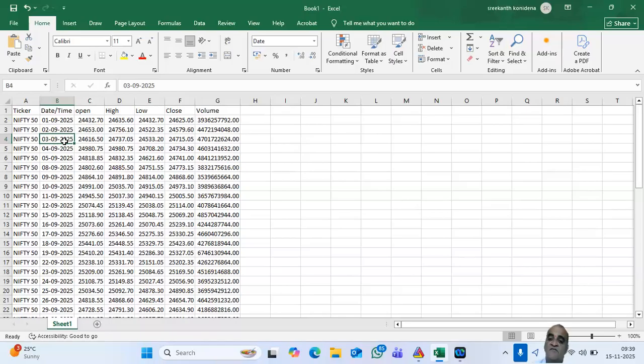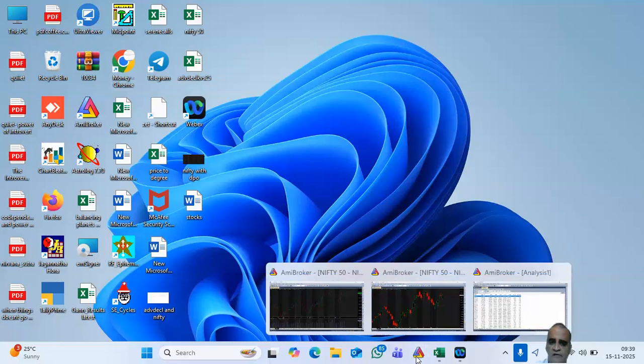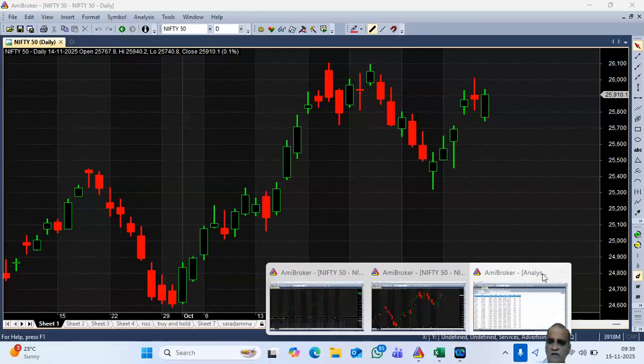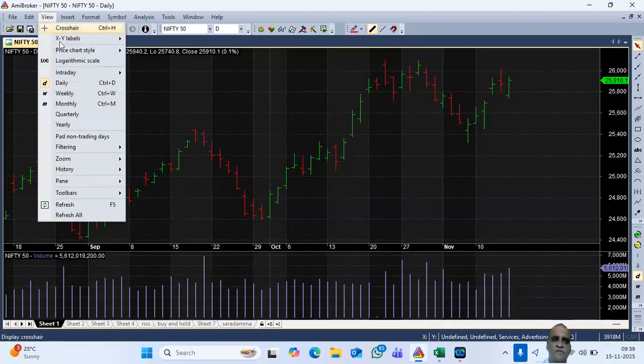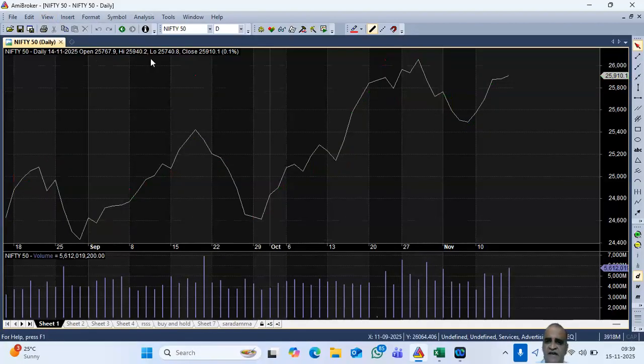So there are very many different types of charts, but we start with the basic charts first. And the basic one, the first one, is called a line chart. Out of the above price fields, only close is taken and plotted on a graph paper. It is called a line chart.